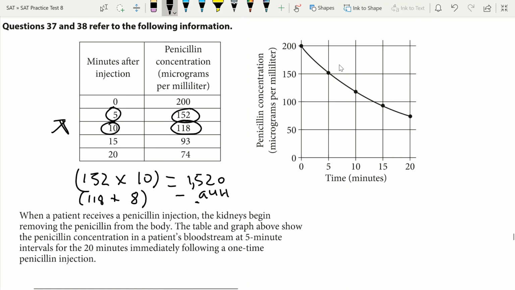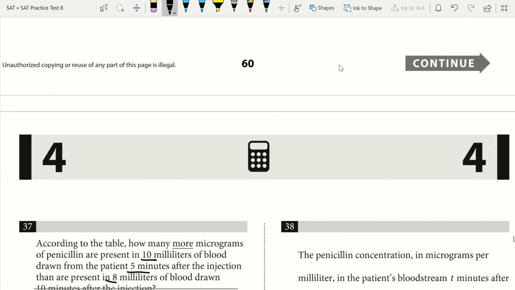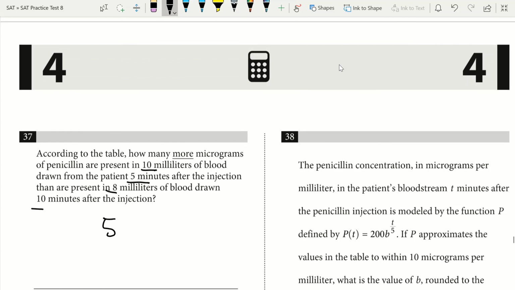Now what I'm going to do is subtract that 944 from 1520. So I've got 1520 minus 944, and that's going to give me 576, and that will be the difference, right? That's how much more is contained in that first given set than the other set. So our answer is going to be 576.